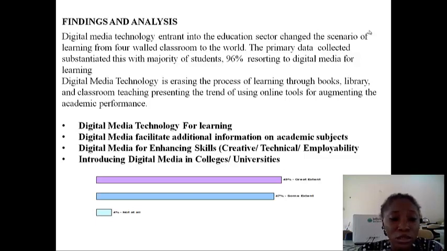The digital media for enhancing skills. It helps us to be more creative, and improves employability and technical skills. That is, it makes us more employable. When you have your skills, then you can easily get employed. These days, organizations don't want to employ an analog person. They want someone that is digital, someone that knows what he's doing, someone that can help when there is a problem with technology. Then, on introducing digital media in technology, 96% agreed that digital media should be introduced in college and technology, and that it can enhance our learning skills and our abilities.